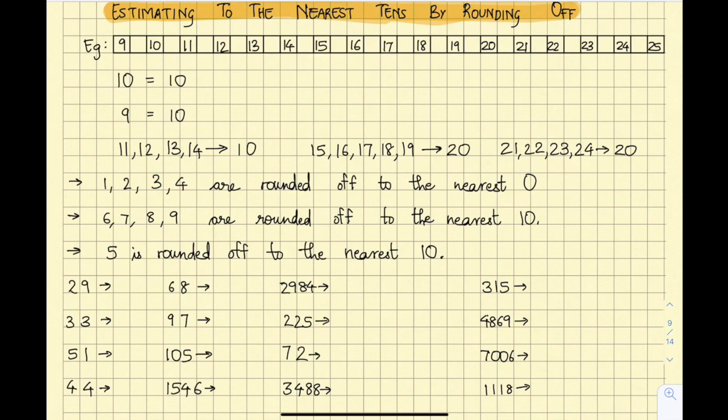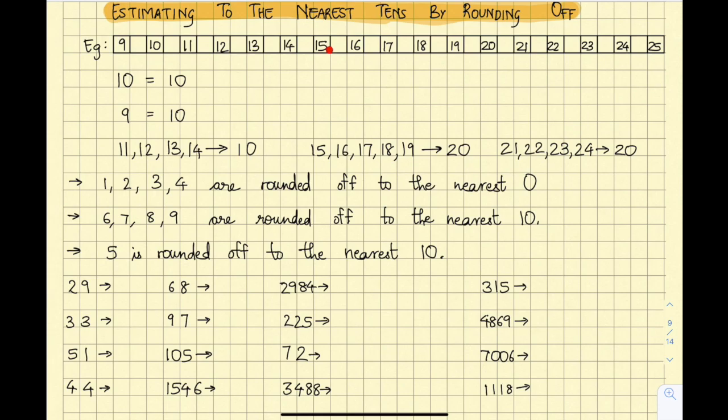Now there are certain rules which we can learn which will make our life still simpler. So 1, 2, 3, 4 are usually rounded off to the nearest 0. When you see 1, 2, 3 and 4 in the unit space, you round it off to the nearest 0. So in case of 11, 12, 13, 14, the nearest 0 is 10 rather than 20. So we round it off as 10.